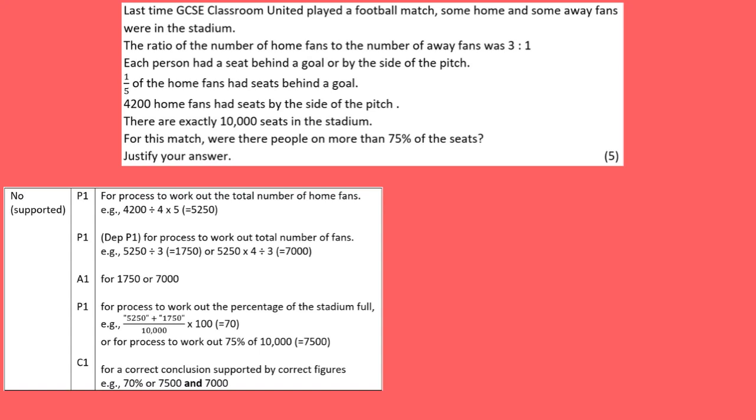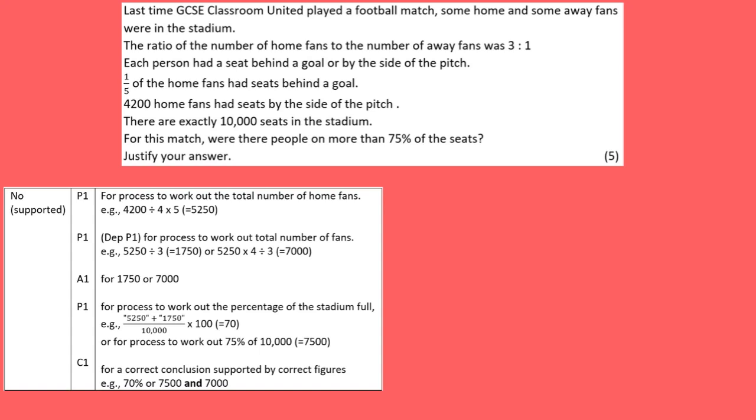We are told that there are 4,200 home fans by the side of the pitch. 1/5 are behind the goal, and you can only be behind a goal or by the side of the pitch. This means 4/5 of home fans are by the side of the pitch. So if we do 4,200 divided by 4 times by 5, we get the total number of home fans, 5,250. We then use the ratio 3:1.